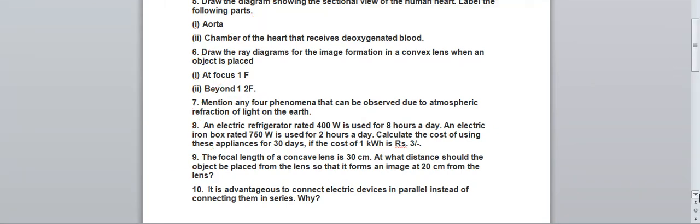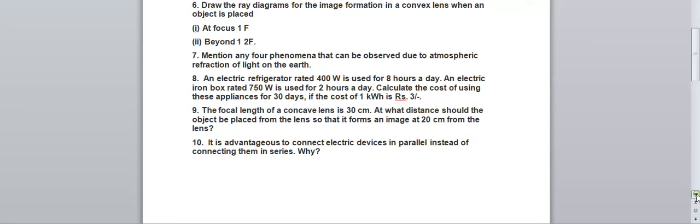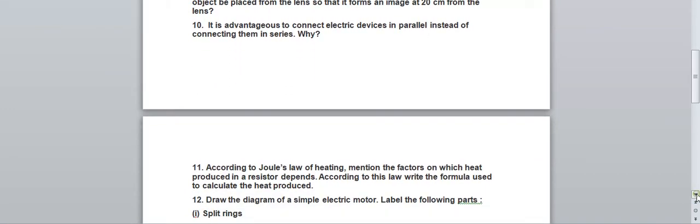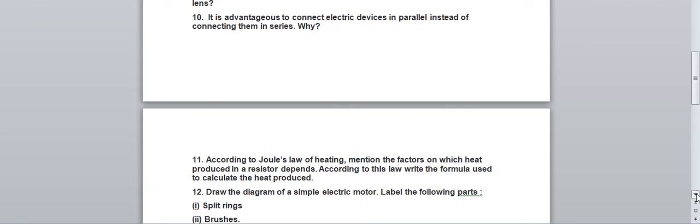First of all, you should understand what is asked in the question, and according to that only you have to give the answer. So what is question number 10? They're asking whether it is advantageous for us to connect the electric devices in parallel instead of connecting them in series. Yes, it is advantageous to us, and we have to write the reason also for that.